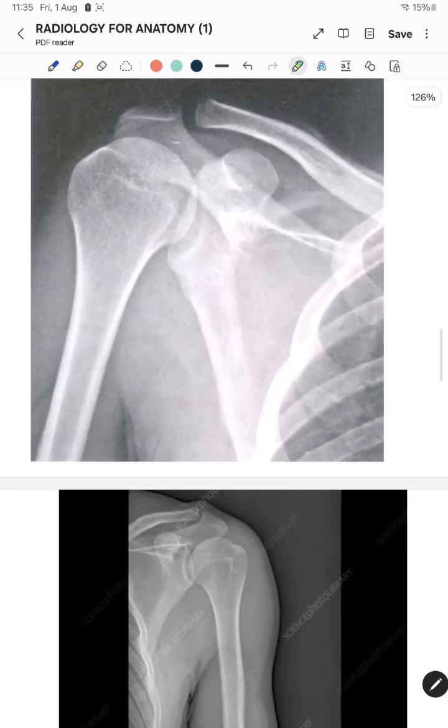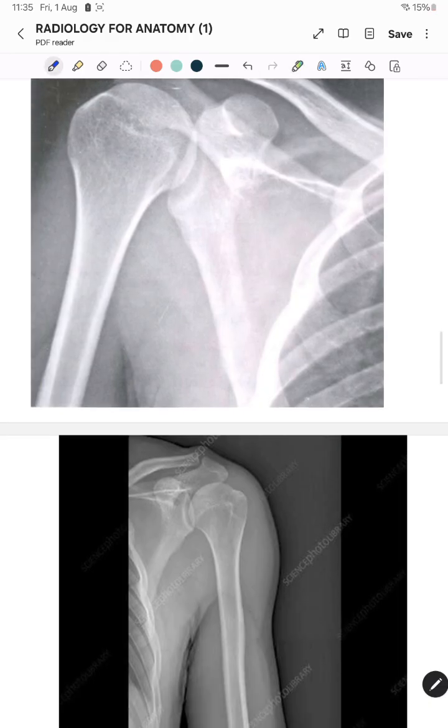So if we see this X-ray, we can see the lesser tubercle and greater tubercle. This is the greater tubercle. Lesser tubercle. This is the acromion process. This is the coracoid process. This is the glenoid cavity. This is the clavicle going on to attach with the acromion process.